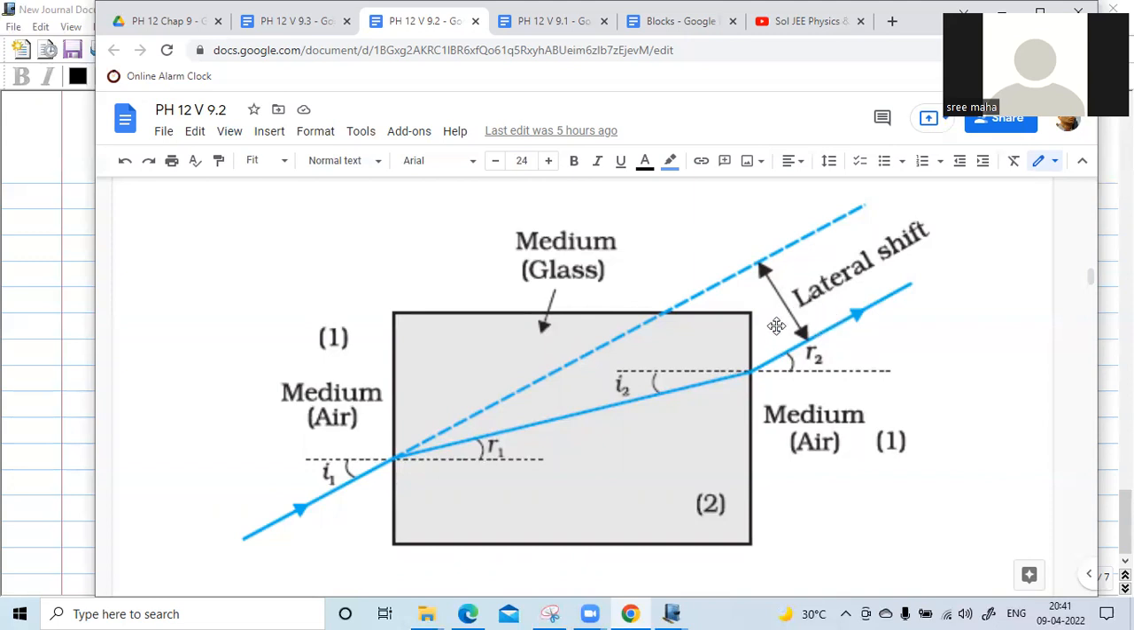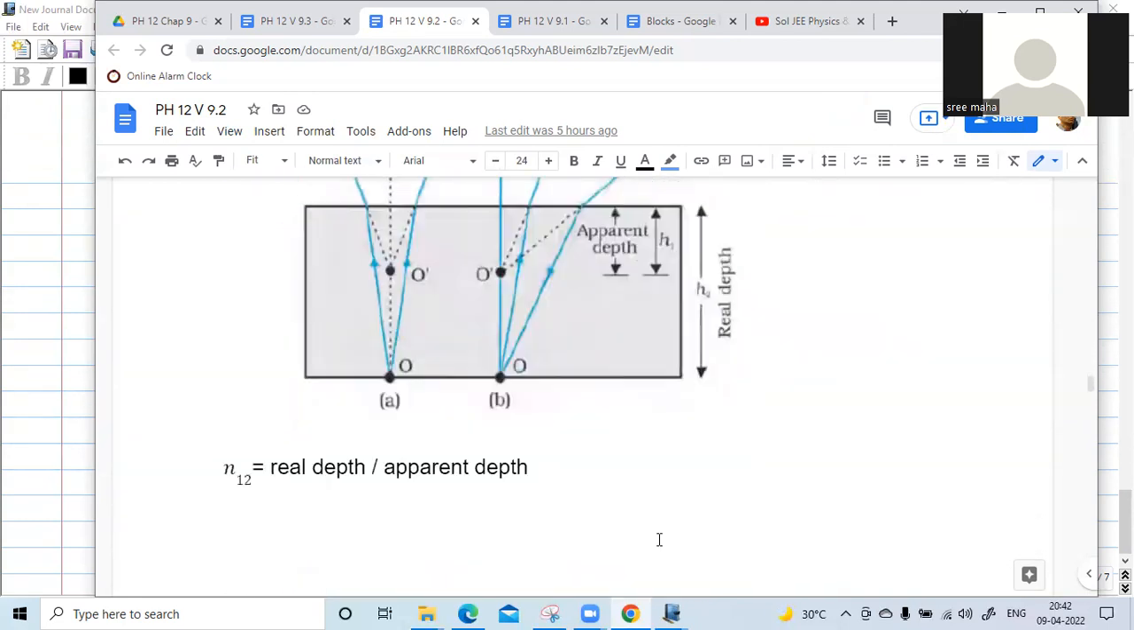So this shift, on what parameters will it depend? Medium. Yeah, medium is one thing. After that, suppose this length, will it depend on this length? It's actually proportional to this length. Because suppose if this length is 4, then this point would have been here, right? So that itself will give you more shift.